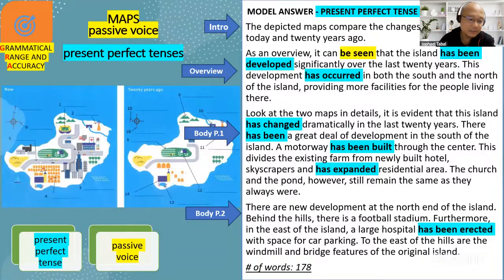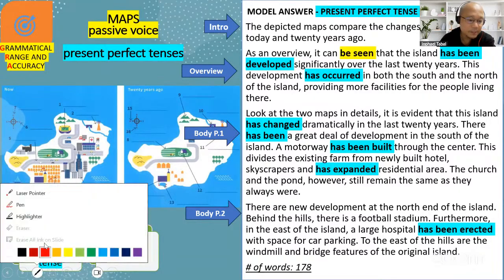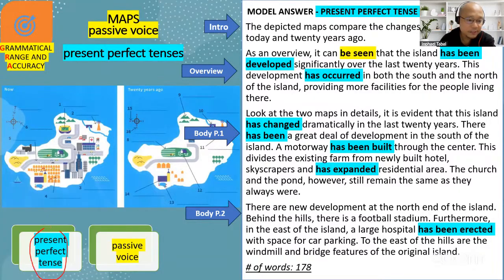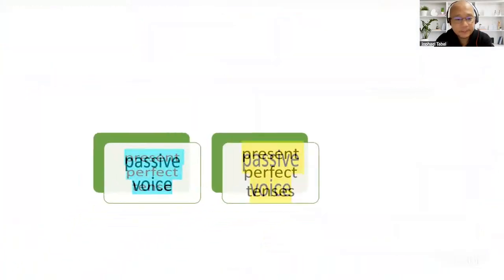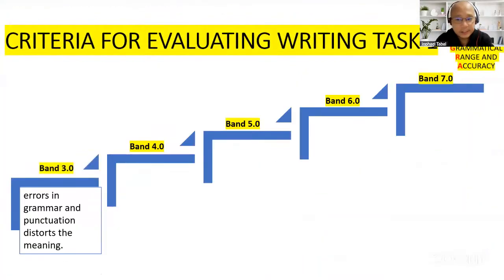Present perfect tenses, the same thing with Speaking Part 1. Present perfect tenses are used to describe changes. So for example, here: has changed, has been built, has expanded, has been erected, etc. And the rest is passive voice. So that's for maps.